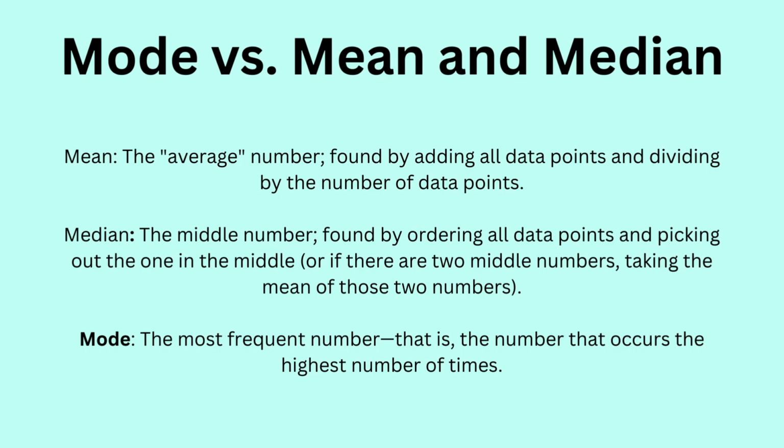For example, the mean is the average number, found by adding all the data points and dividing by the number of data points. The median is the middle number, found by ordering all data points and picking the one in the middle, or if there are two middle numbers, taking the mean of those two numbers. And the mode is the most frequent number, that is, the number that occurs the highest number of times.